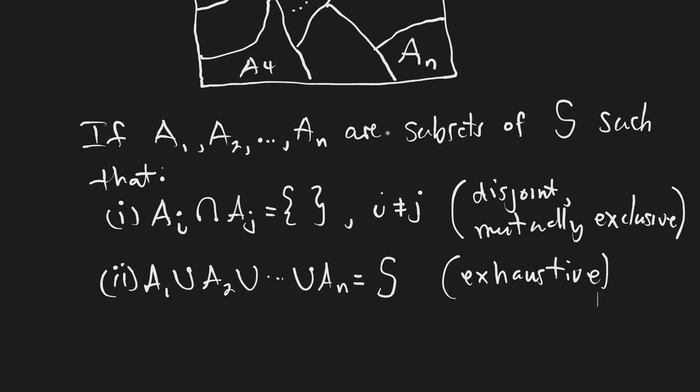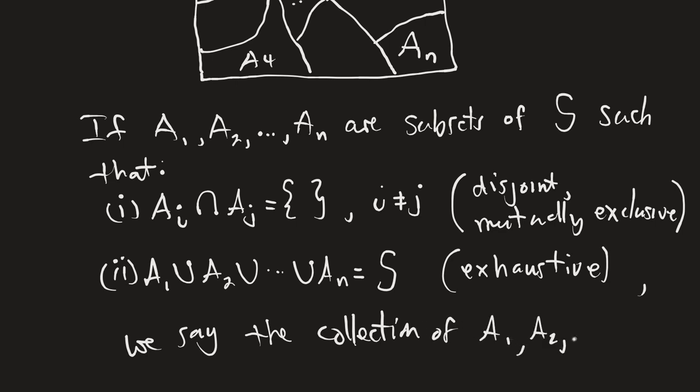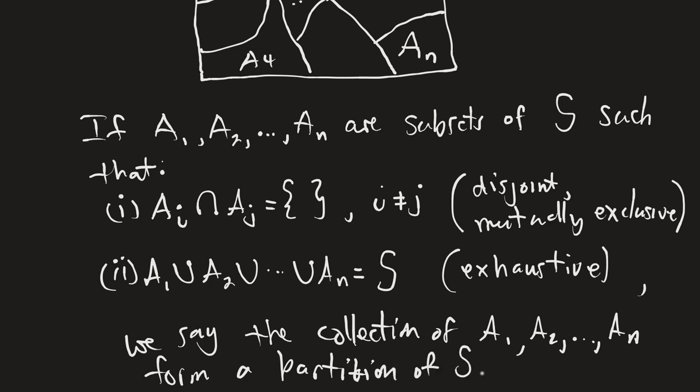So if we have something like this, these A's, we say the collection of A sub 1, A sub 2, dot, dot, dot, A sub n form a partition of our sample space S. All right, so that's really just a definition that we need, and that's what we're defining. Some books will say you have disjoint exhaustive sets. Others will just use the word partition, and partition implies both of these properties. All right?